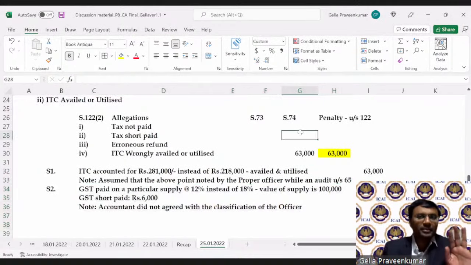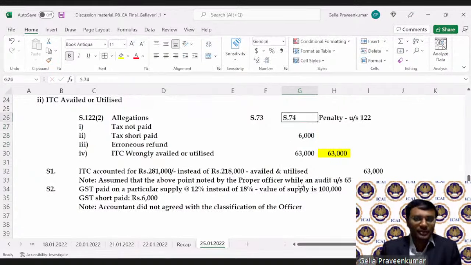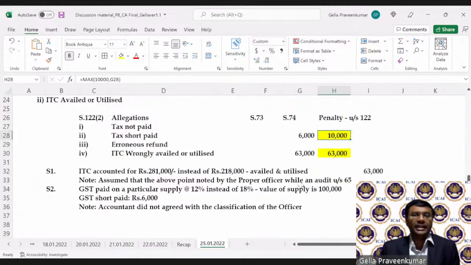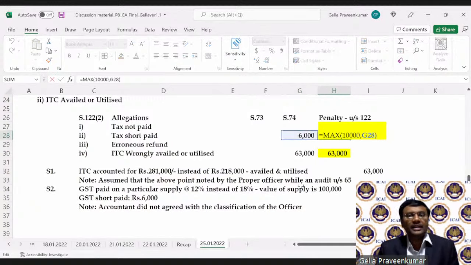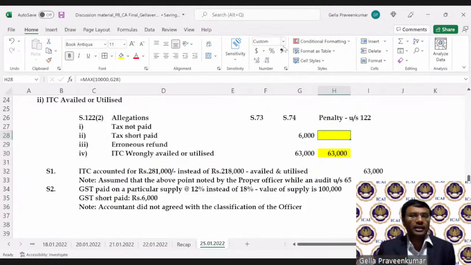For a moment, the department officer always says that there is a short payment with an intention to evade payment of tax. And assuming a show cause notice issued under 74, my penalty under section 122 is quantified as 10,000 or tax amount, whichever is higher.